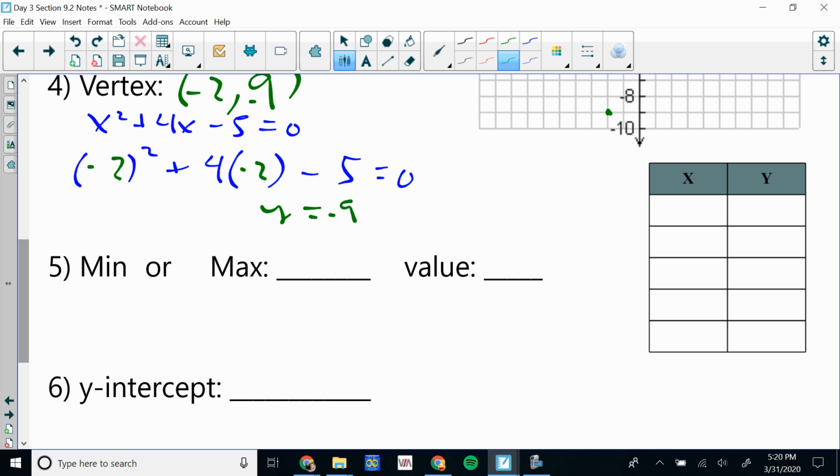All right, next thing I want to do is fill out our table. If you remember, our vertex from this last step was the point negative 2, negative 9. So let's go 2 smaller than negative 2, which would be negative 3 and negative 4, and 2 larger than negative 2, which is negative 1 and 0. Now, since this is symmetric, we only have to plug in 1 on either side, and we can fill in the rest of that table.